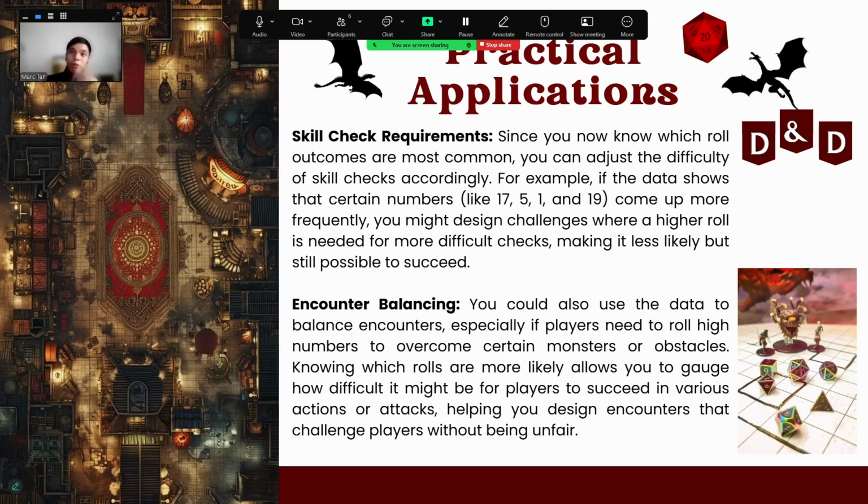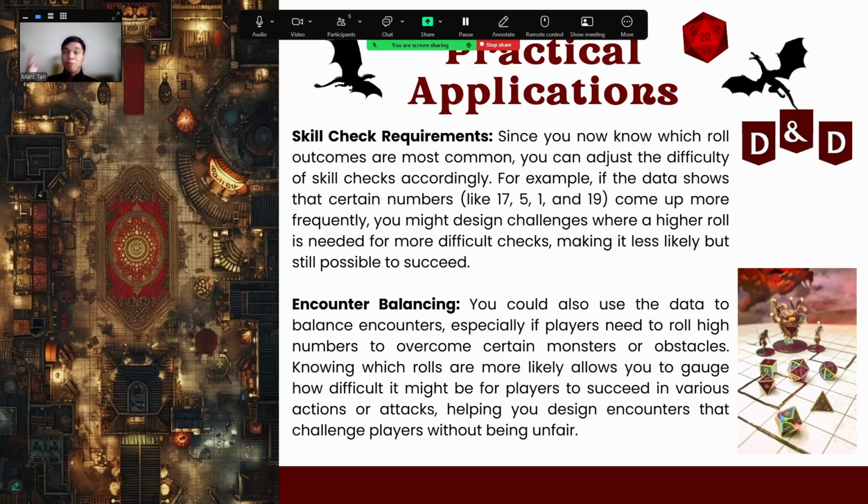Now, you might be wondering, with all of this data, what are the practical applications? Well, this analysis can be useful in games like Dungeons and Dragons, especially for the Dungeon Master, because knowing common roll outcomes can help the Dungeon Master balance encounters and skill checks.